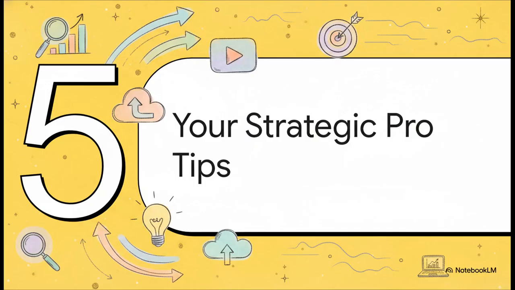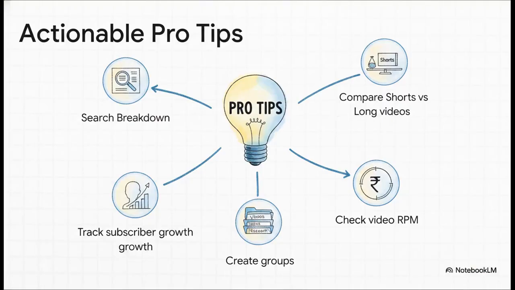No more guessing. To wrap this all up, let's look at some actionable pro tips, especially for a niche creator like the one in our examples, that you can start using today. Okay, first, always check your search breakdown to see what specific keywords are driving views. That's basically your content roadmap right there. Next, constantly compare your Shorts versus your long-form videos. Understand what format is really hitting home. And make sure to track which specific videos are bringing in the most new subscribers. That's your growth engine. And this is critical. Check your RPM, your revenue per thousand views. This shows you which topics aren't just popular, but are also the most profitable.